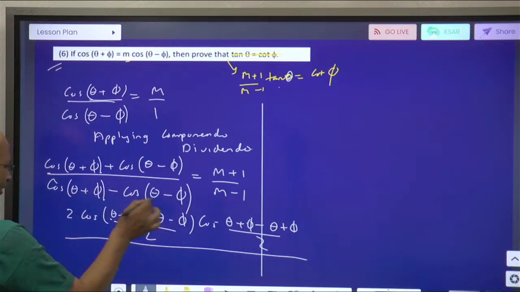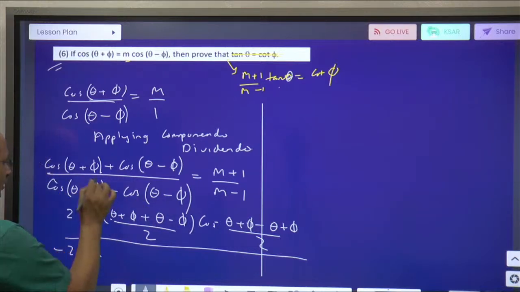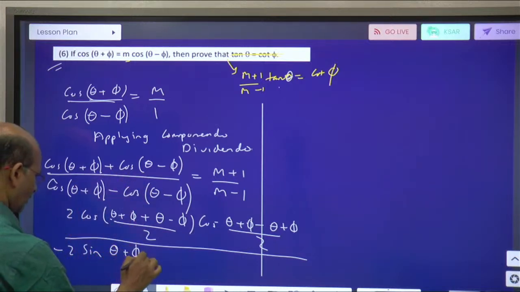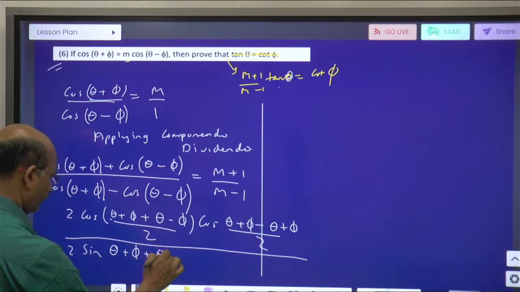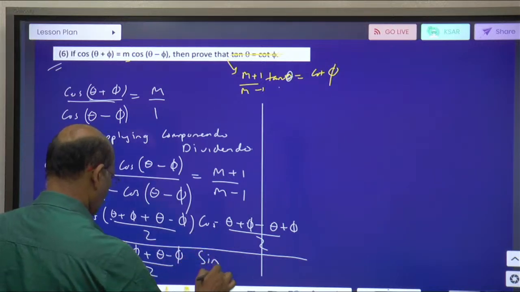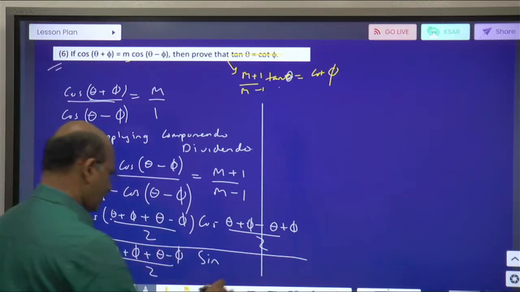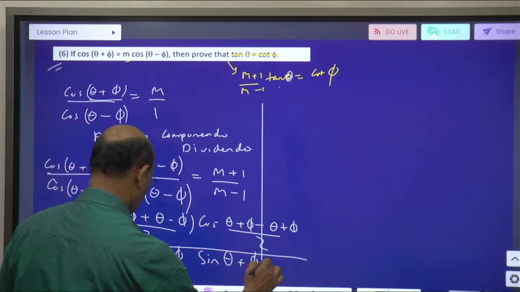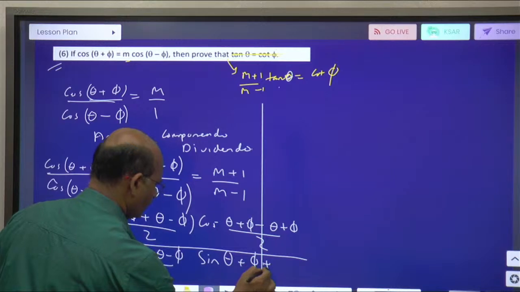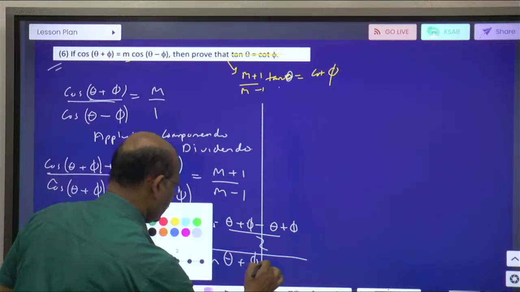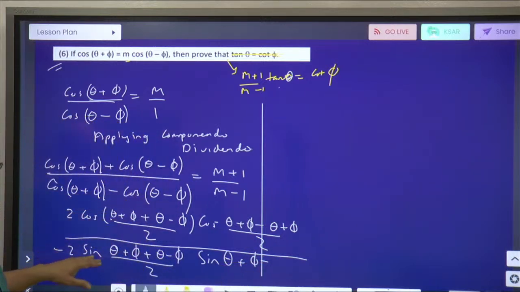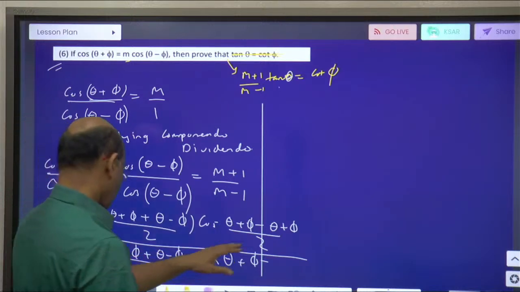I'm telling you the shortcut. Cos C minus cos D is minus 2 sin C plus D by 2, sin C minus D by 2. Same thing, as I put the minus sign, sin C minus D by 2, sorry. Cos C minus cos D is minus 2 sin C plus D by 2 sin C minus D by 2.